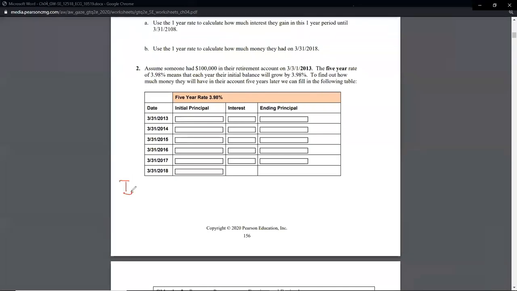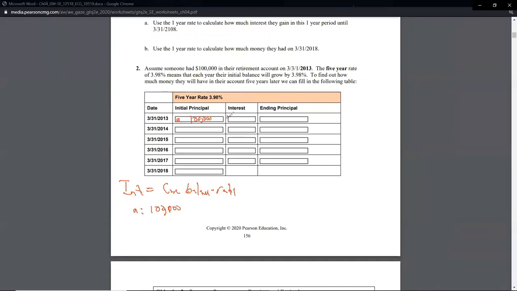All right, so again, interest is the current balance times the interest rate. That's our formula. So for this spot, what I'm going to call A, for slot A, the initial principal was that $100,000. That's what we started with, because we had $100,000 on March 31st, 2013. So that's 100 grand. No math to figure that out.